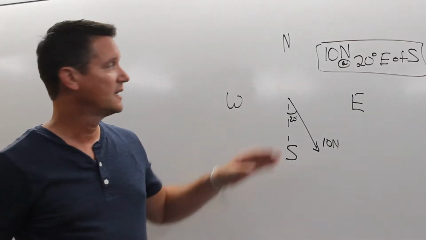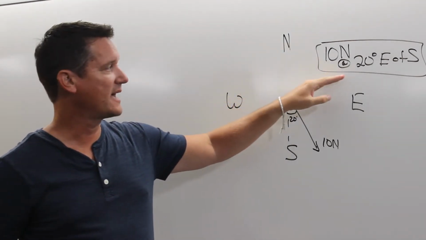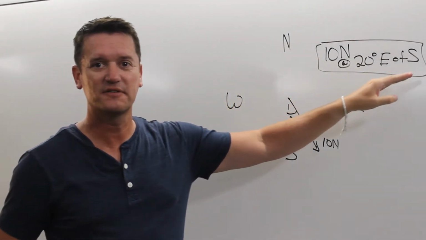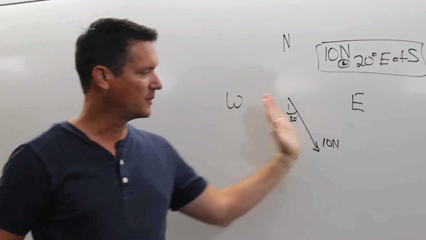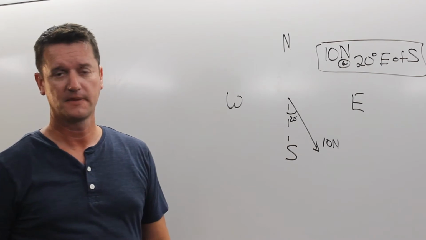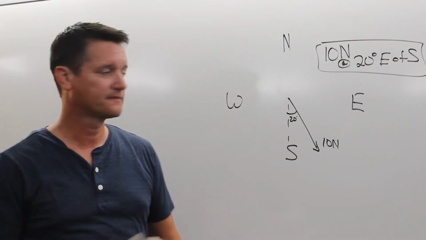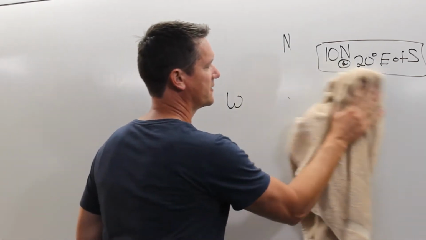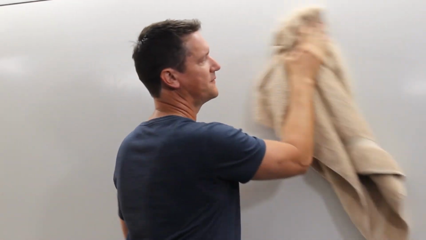We would call this 10 newtons at 20 degrees east of south. South is here, we went 20 degrees east of it, and it's 10 newtons in magnitude. That's how we would describe that. Okay? Let me draw another vector here. Let's see if you can do it.